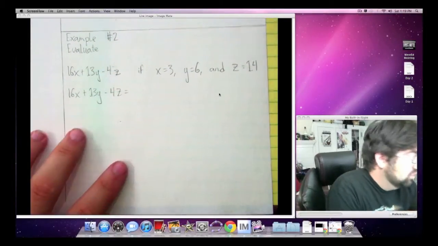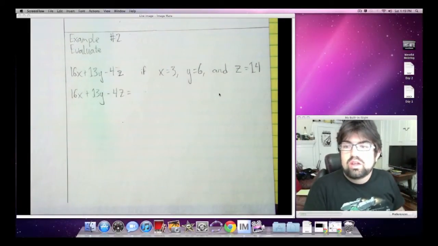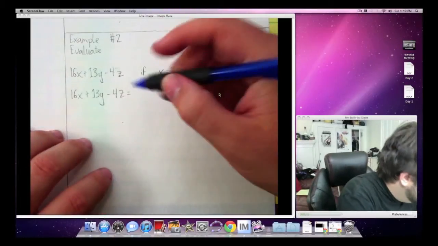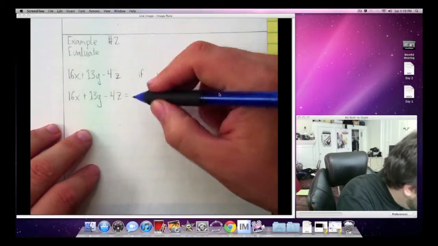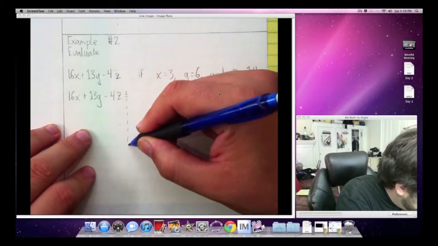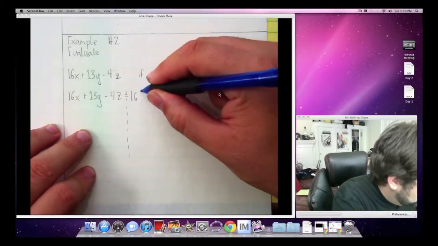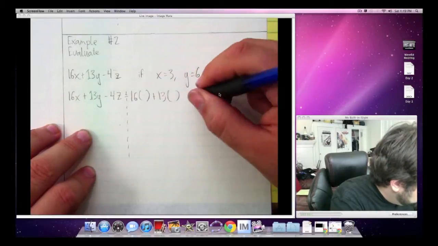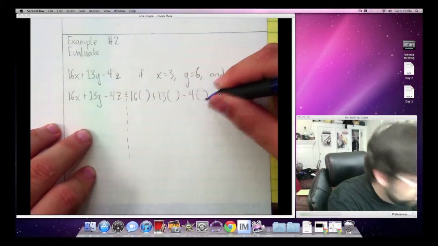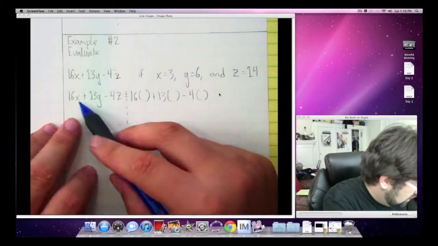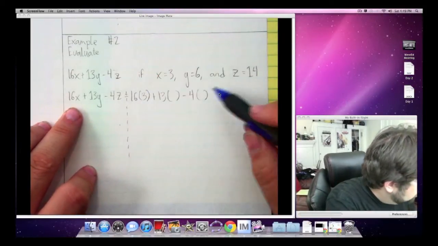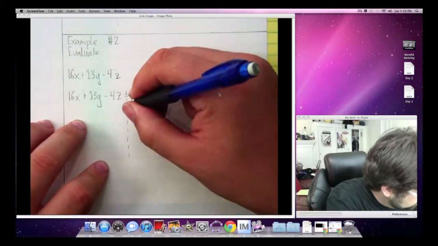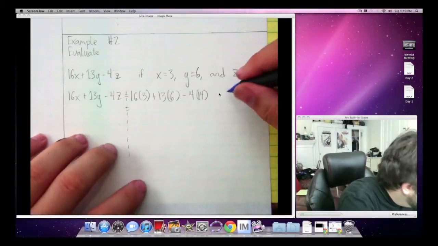We're just going right on through. Well, let's see. Now we have 3 different variables. X is 3, Y is 6, Z is 14, and we're just going to jump right in. 16 times some number X plus 13 times some number Y minus 4 times some number Z. Okay, well, that should be X, so we got 3 right here. Y is 6, and Z is 14. Okay, so that's our first step. We just substituted.